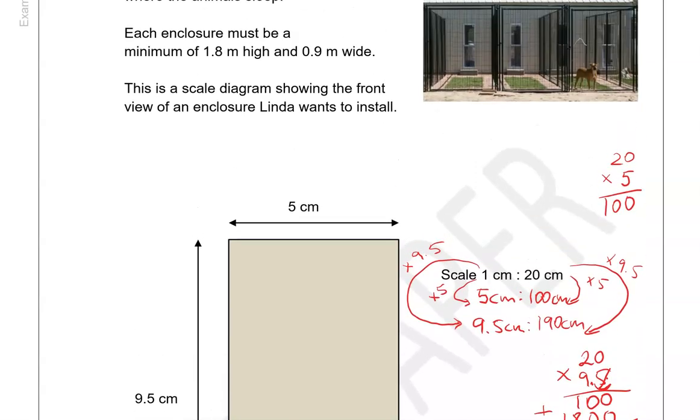So let's have a look. Minimum 1.8 meters high. In centimeters, that is going to be 180 because there are 100 centimeters in a meter. So comparing that to 190, that is lower. And 0.9 meters wide, so that is 90 centimeters wide, and we've got 100.